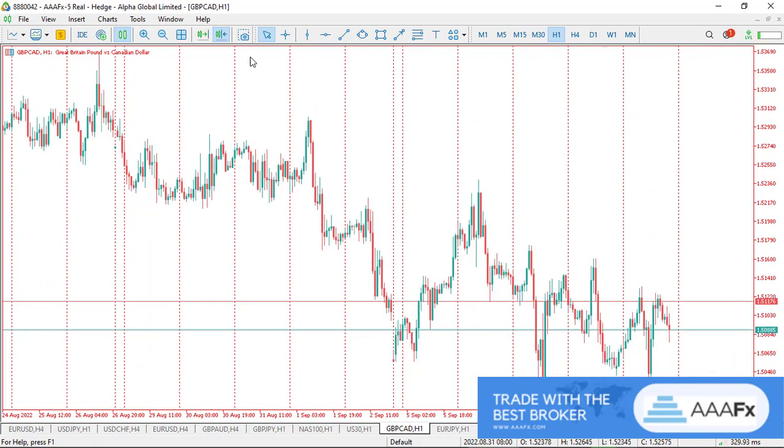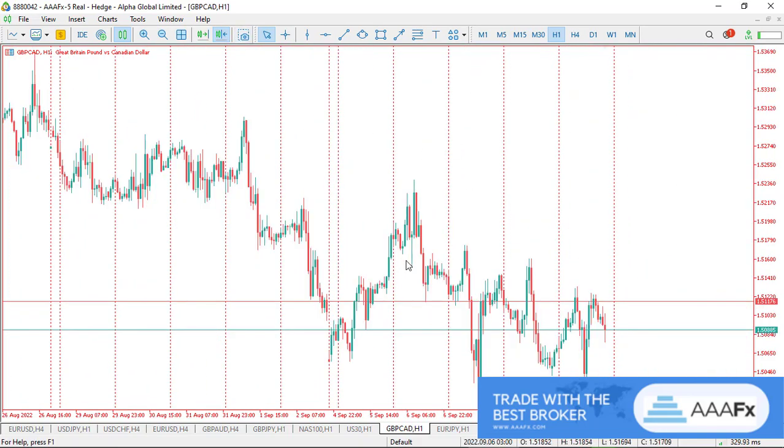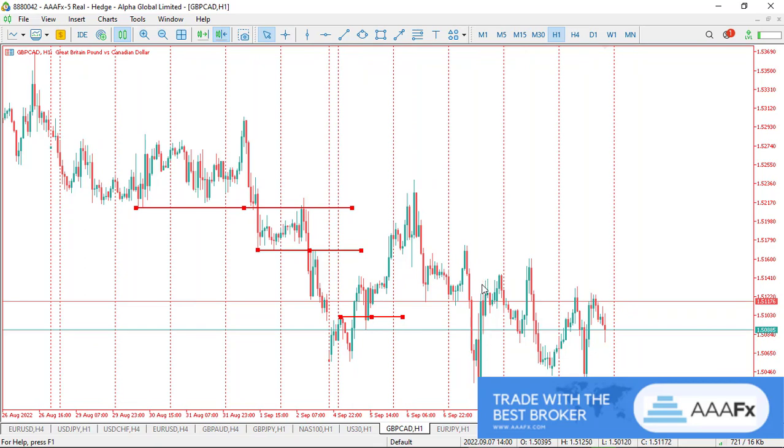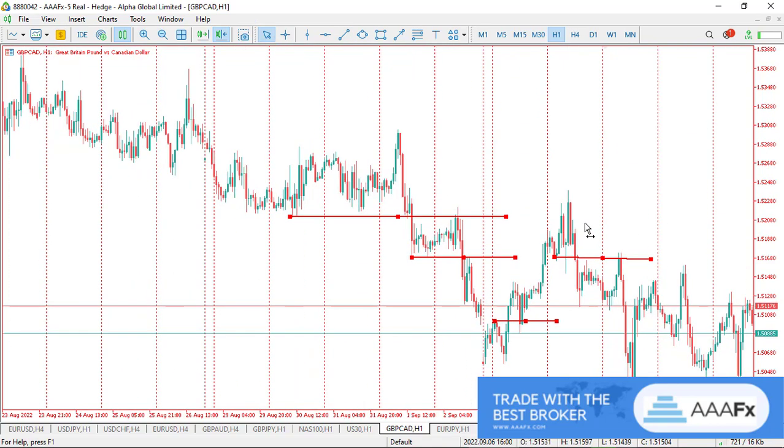So before you go, let me just show you something here on GBPCAD. This is the break and this is the retest, right? So this is what you are looking for, and this is another break, and this is the retest. This is what you are looking for on every pair that you're looking at. This is the break and this is the retest, right? This is what we are doing, and this is how we are looking at these things. This is another break and retest, break, retest. You understand? So this is what you are doing, guys.